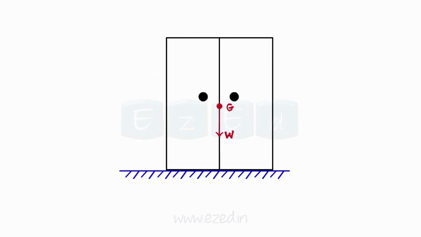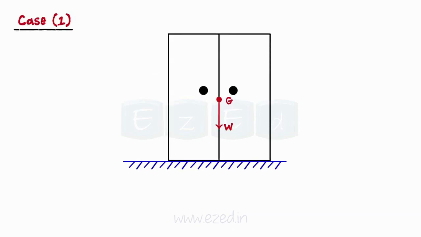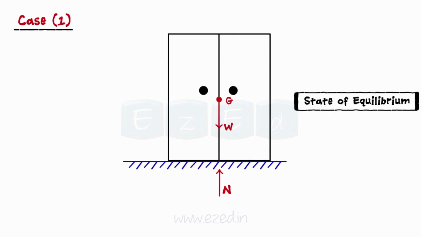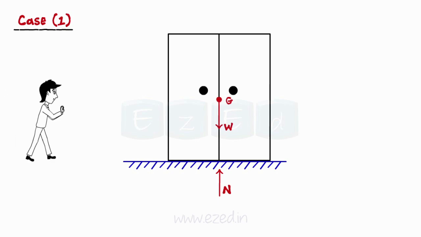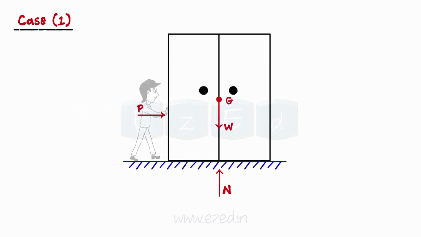Consider a cupboard of weight W kept on a horizontal surface. Consider the following case. The cupboard is kept on a horizontal surface and no external force is acting on it. Thus, only two forces, the weight force W and the normal reaction N offered by the surface, are acting on the cupboard. Hence, the cupboard is in a state of equilibrium. Now, let a man try to push the cupboard with force P, applied from the left. The force is applied at a height of h. The frictional force generated to maintain equilibrium is equal in magnitude to the applied force P.